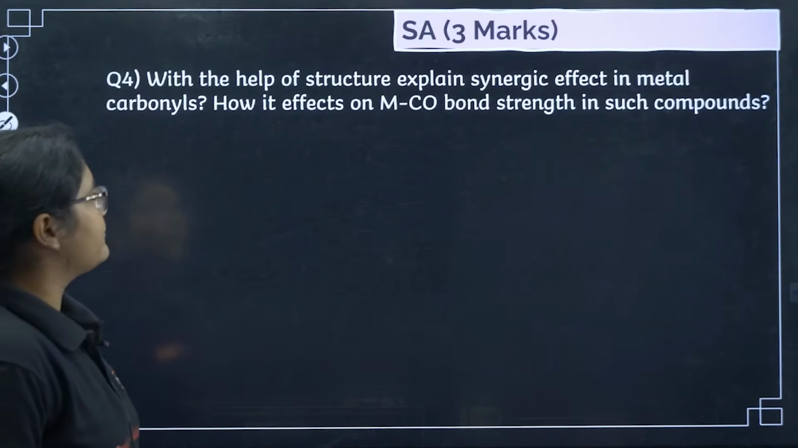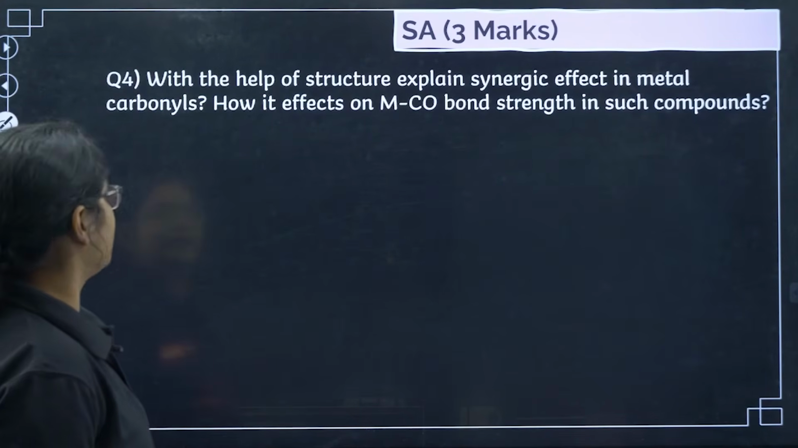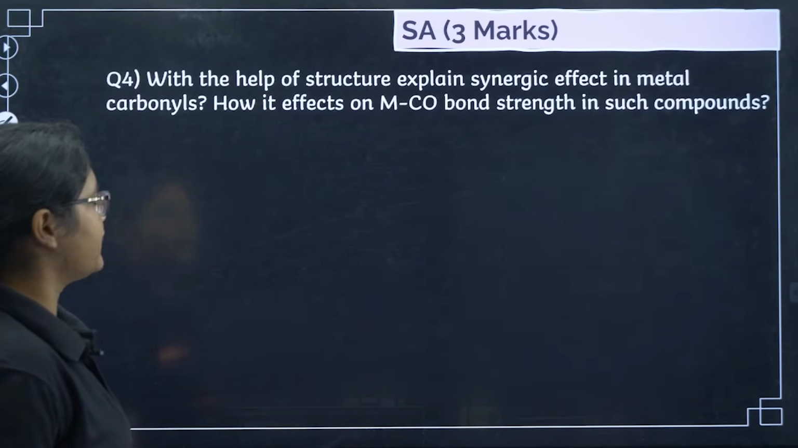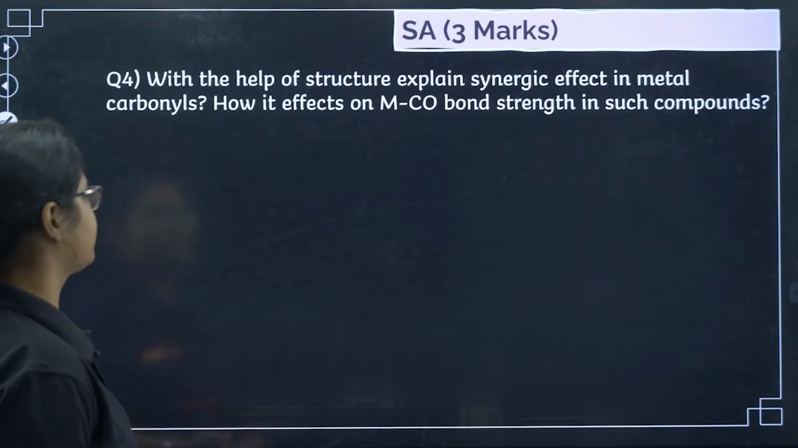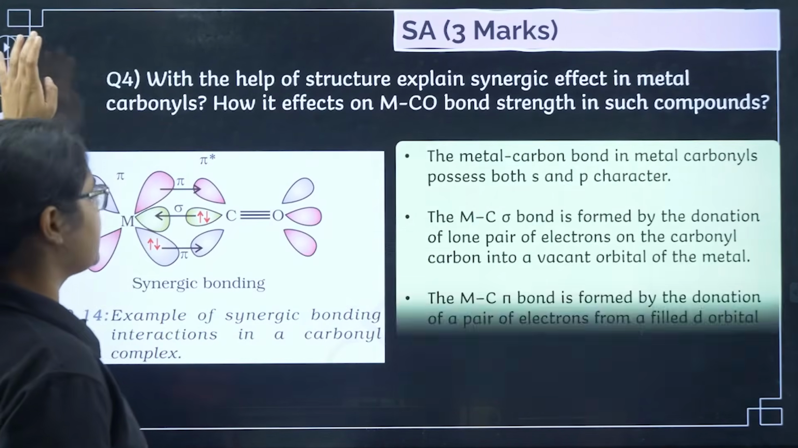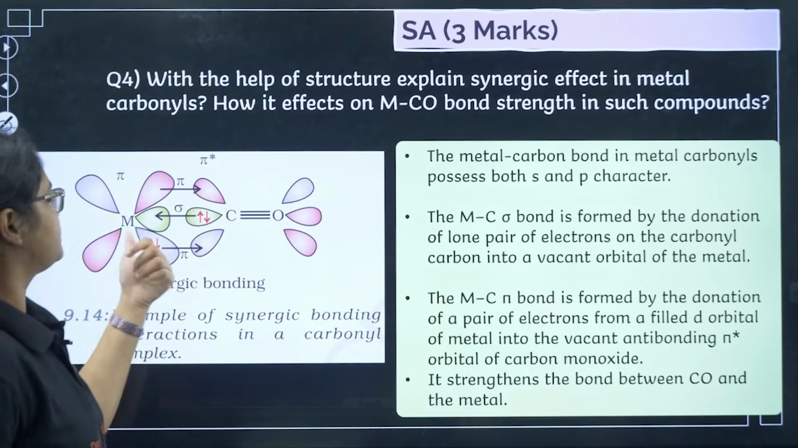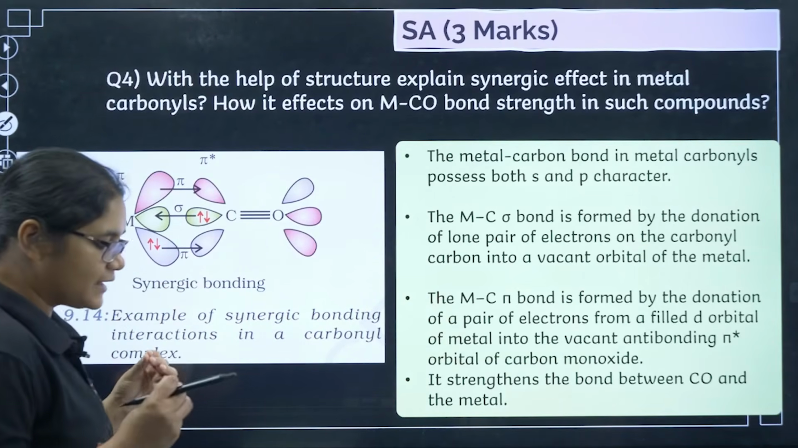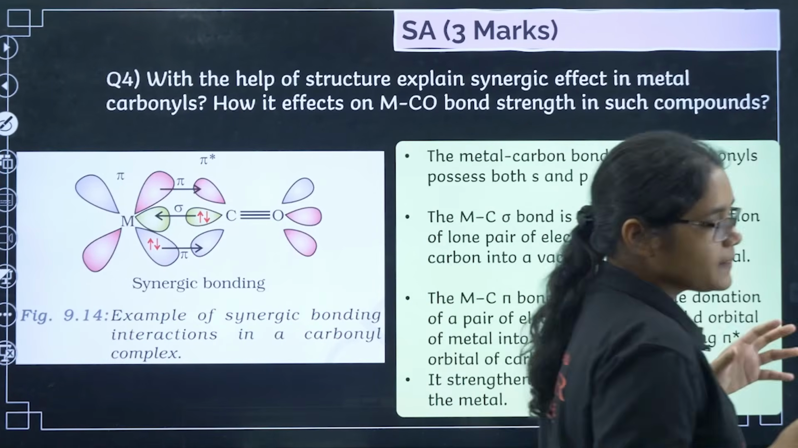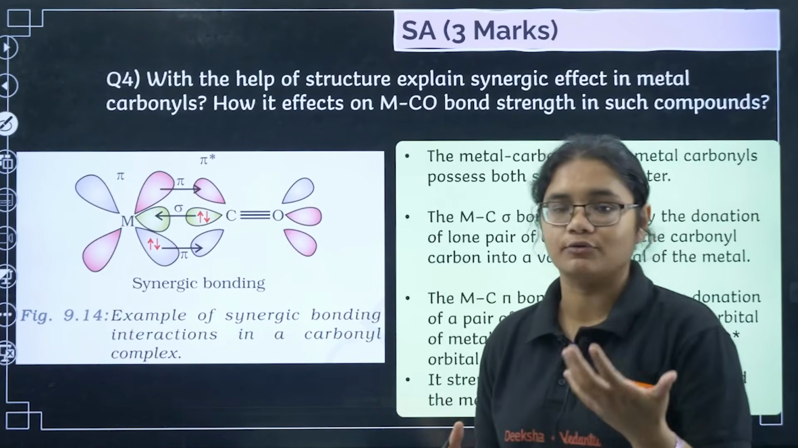Next, with the help of structure, explain the synergic effect in metal carbonyls, how it affects the M-CO bond strength in such compounds. So for the synergic effect, when you have to explain, you have to draw this diagram every time and explain the bond formation. So where exactly the sigma bond is forming and how the pi bond is forming, that you have to explain.